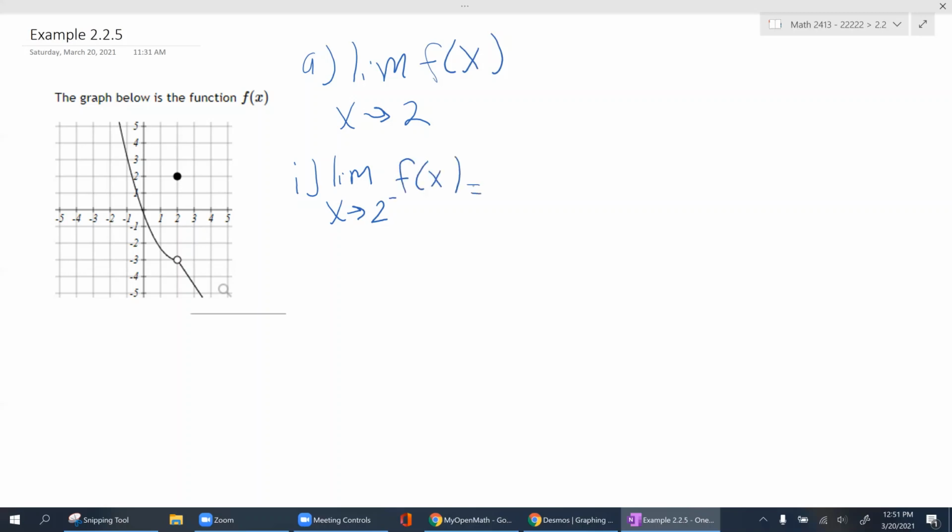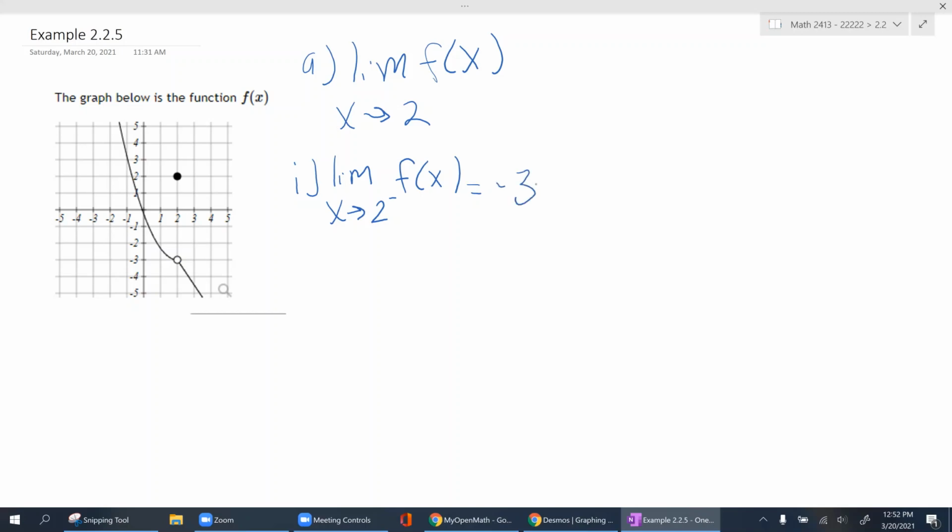So I'm going to locate x equals 2, and I'm going to look for a line that exists on the left side. Right here, there's a line right there. It's going forever this way. As I get closer to this x equals 2, what is the y that is produced? I would say -3.